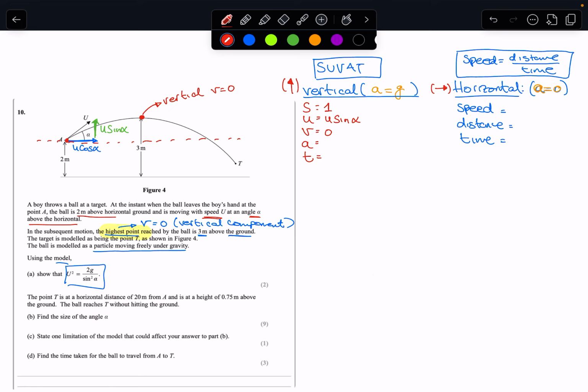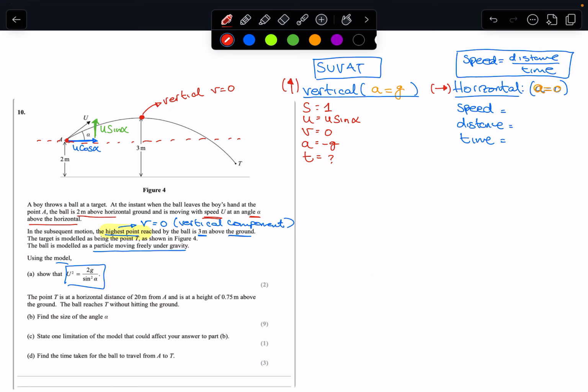And what would be my g? So what would be my acceleration? My acceleration, of course, is going to be my gravity, but gravity pulls downwards. So because I'm going opposite of gravity, my gravity will be minus g. And my time, well, I do not know what my time is. I'm not sure what that is.